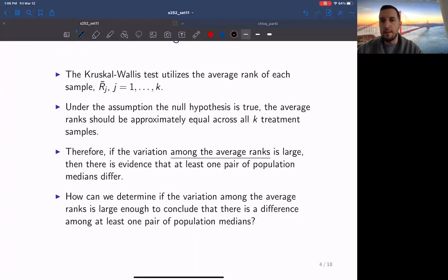If we have evidence of a difference, then we would expect a large variation among the ranks. So we would expect the means to be quite different from each other. And as a result, we would expect the averages of the ranks to be quite different from each other, because that's what would increase variation. If we have average ranks that are very similar in value, the variation is going to be really small. If we have average ranks that are very different, the variation is going to be really large, and that would indicate evidence of a difference.